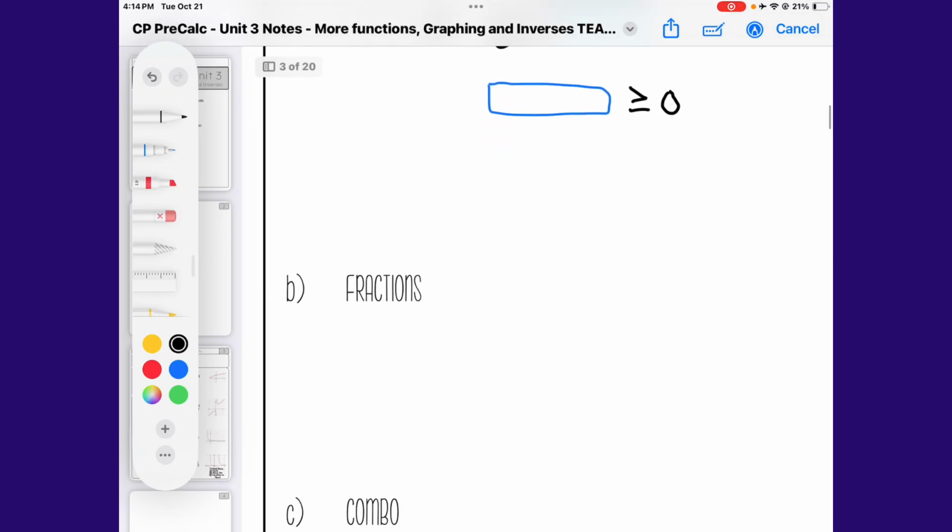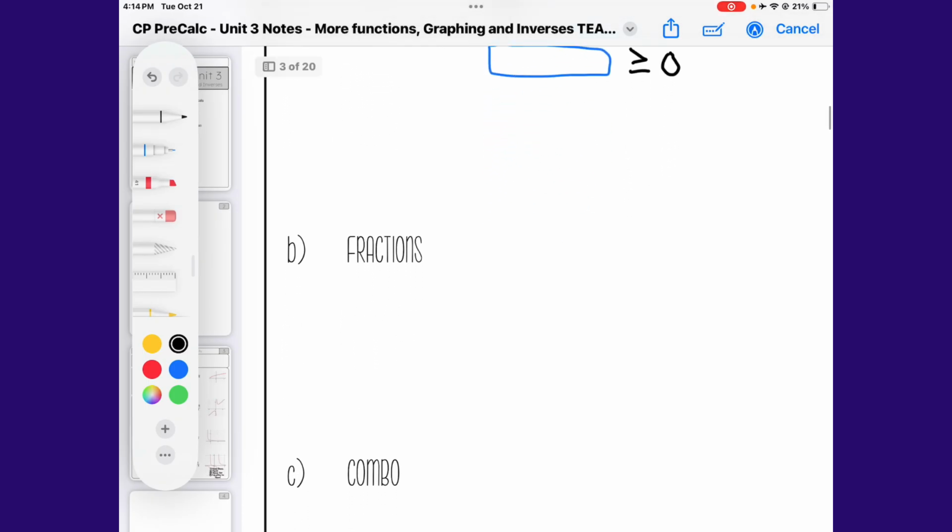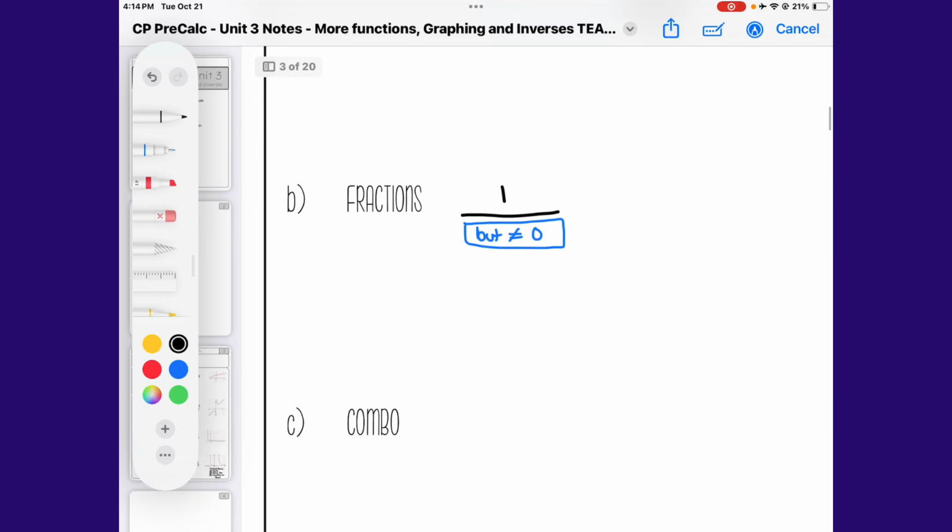Our second type of function that has a domain restriction are fractions. So we have 1 or whatever in the numerator over the denominator of a fraction. Denominators of a fraction can be anything, but they are not allowed to be equal to 0. So we're going to take that denominator, we're going to set it equal to 0, and then we're going to solve. And whatever value we get, it's not allowed.